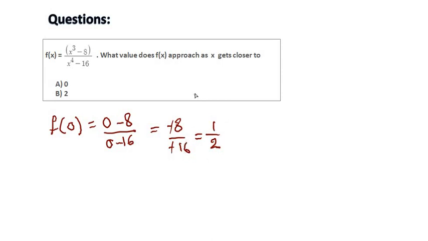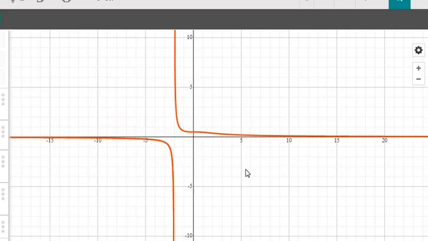Or it might be equal to half if the function is continuous at that point. Let's see the graph of this function. So f of 0 is half, and it's continuous at this point because the function is defined at x equals 0.